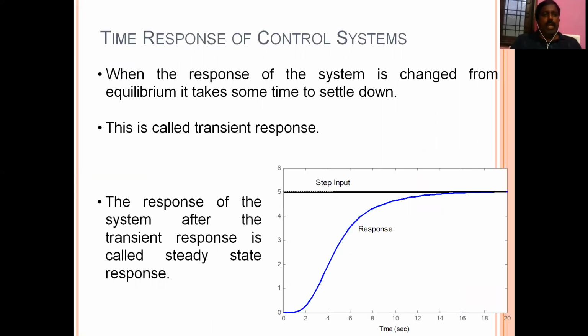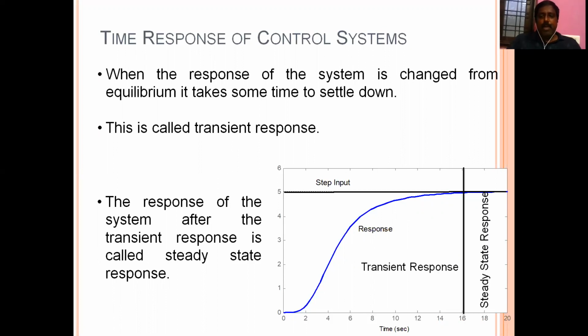So here we clearly see that when the response of the system is changed from the equilibrium, it takes some time to settle down. So this is the response. It will take some time to settle down. Once it has settled down, it is the steady state response. The response of the system after the transient response is called steady state. Once it has settled down, it won't change with respect to time. It is constant. So the response of the system after the transient response is called the steady state response.